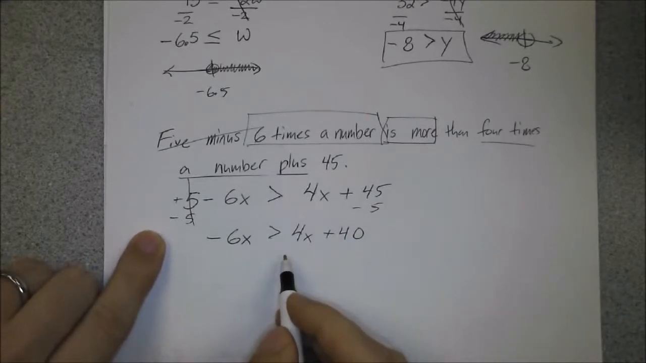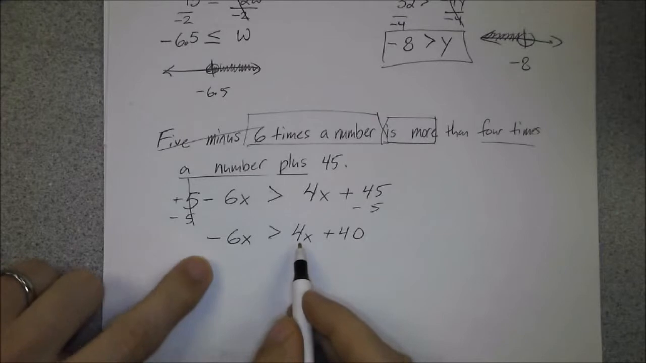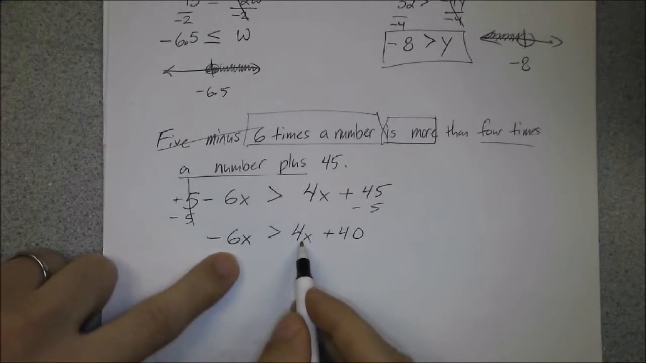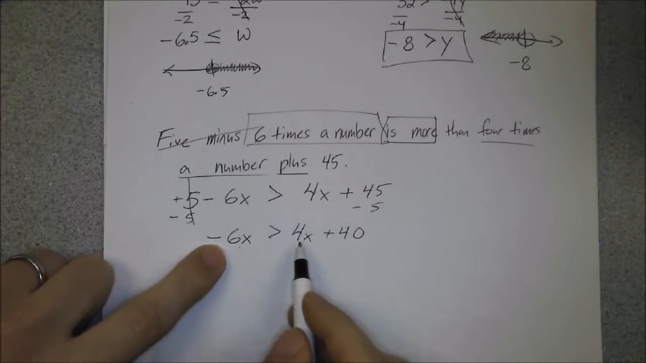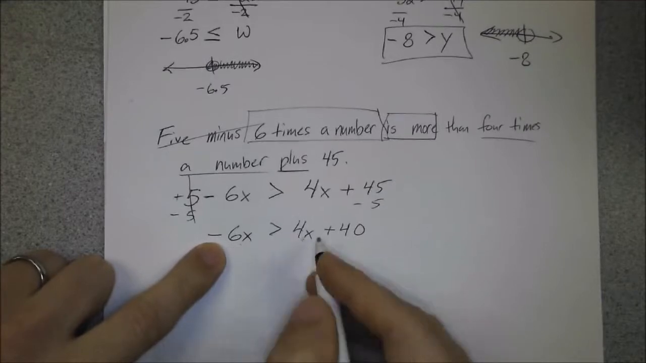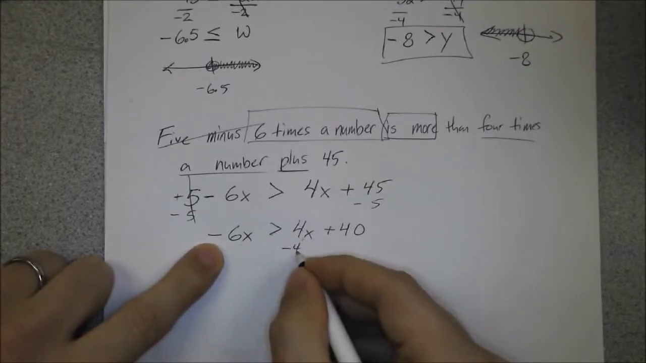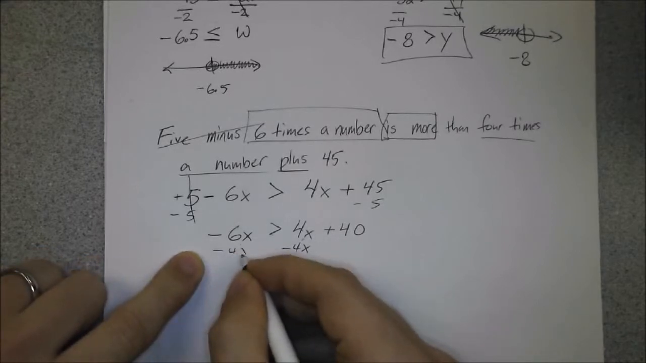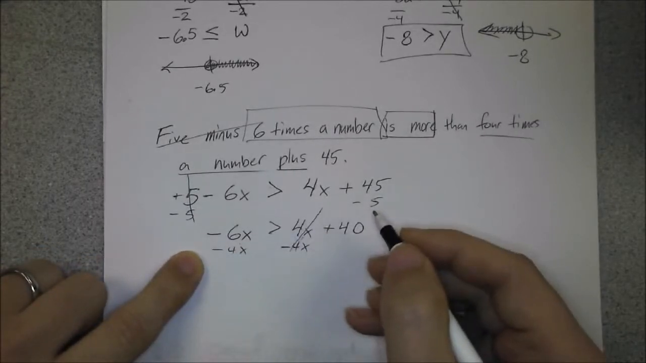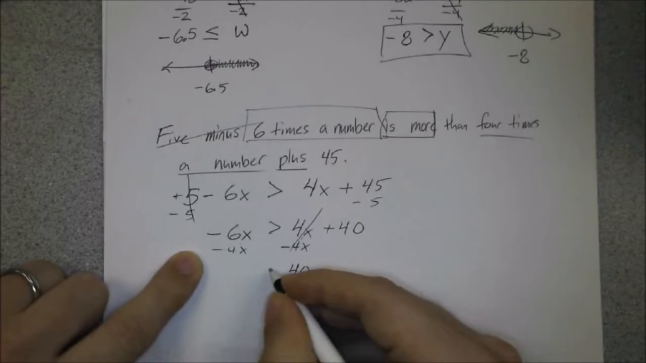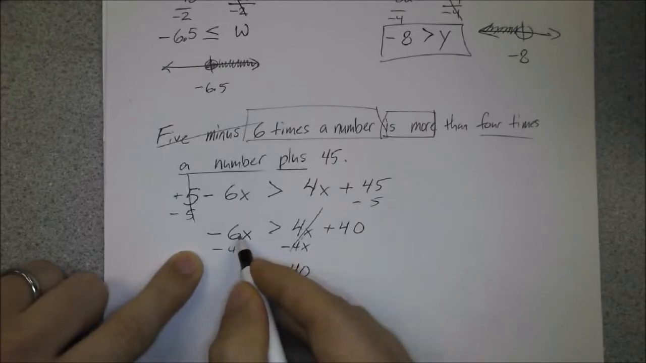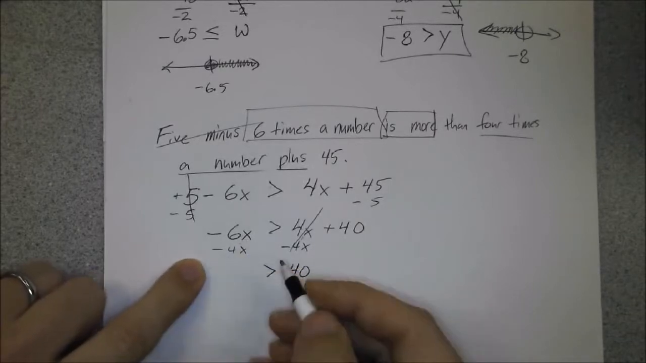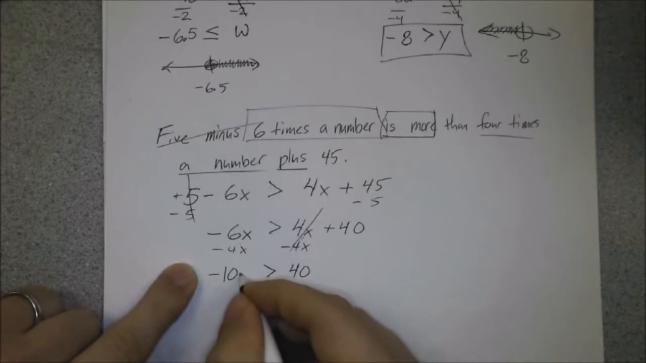Now, what I want to do is try and consolidate these like terms here. I've got negative 6x and I have plus 4x. So what I'm going to do is subtract 4x's on both sides. This goes away here and leaves me with 40. And right here, minus 6x's minus 4 more x's is going to be minus 10x.